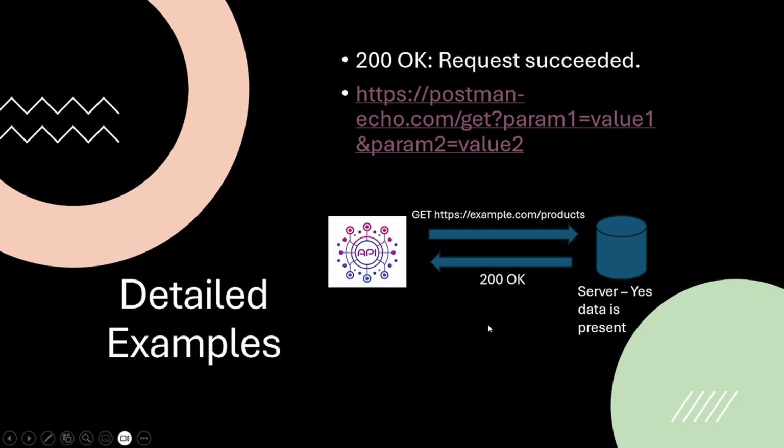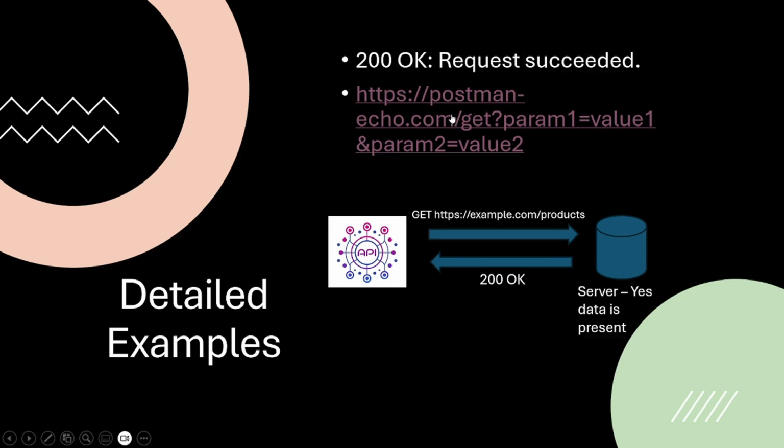Along with the response, it will send the client a 200 OK status code, with which the client will be able to know that the request for the product is successful. The server has that response and I'm getting back the data. So 200 OK will tell the client that your request is successful.